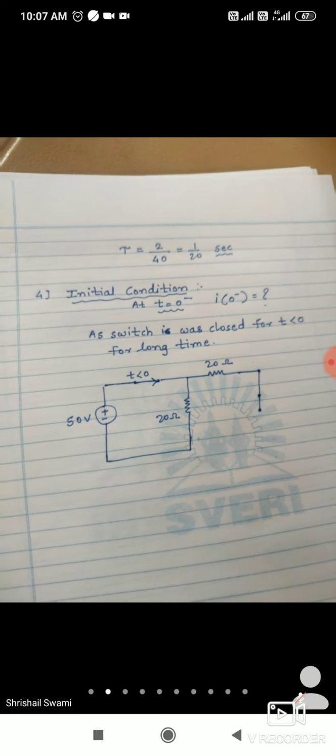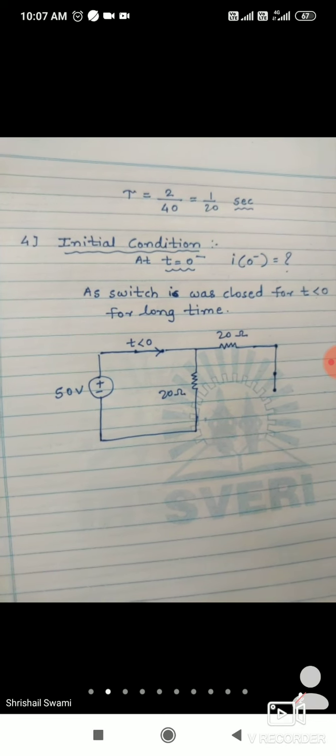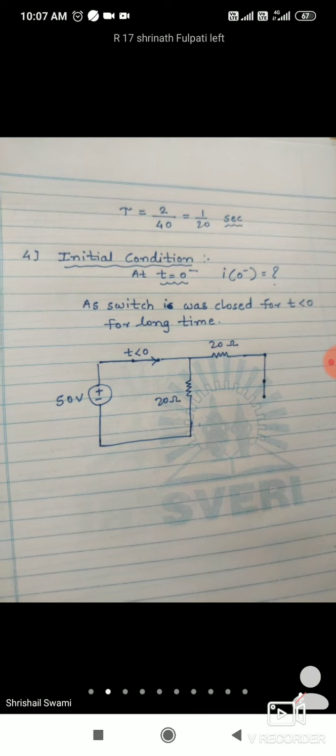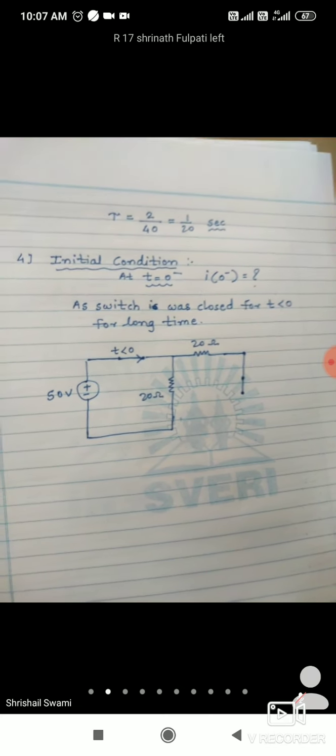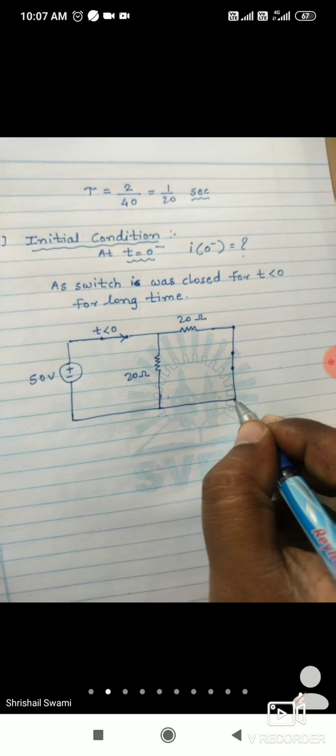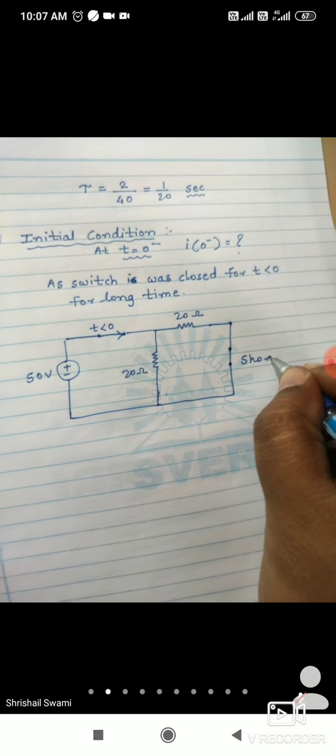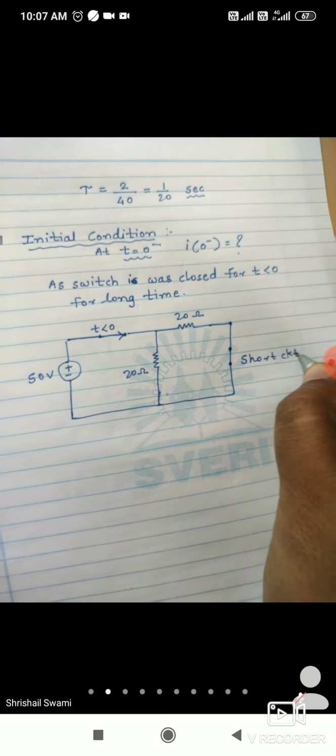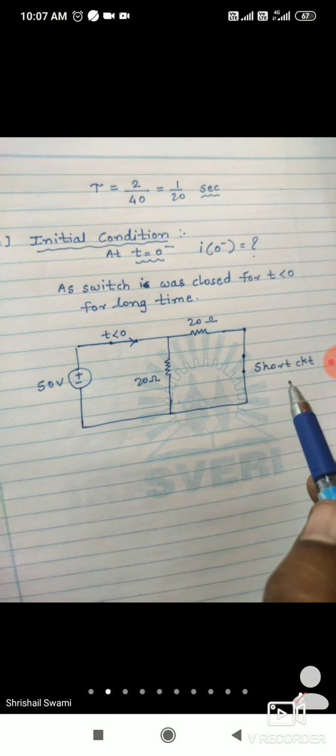If the switch is in one position for a long time, what will be the status of the inductor? The inductor becomes a short circuit. Okay, so the inductor is becoming a short circuit because the switch was closed for a long time. Due to the long time, the inductor will act as a short circuit.